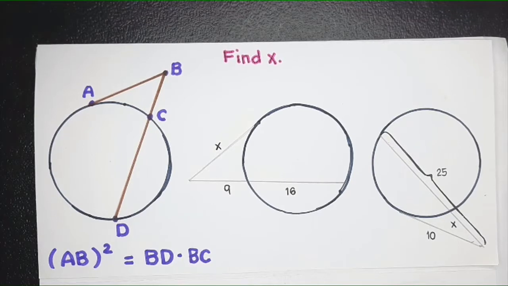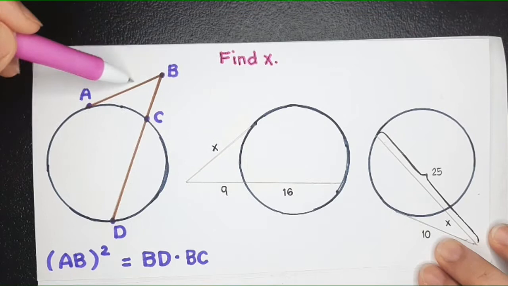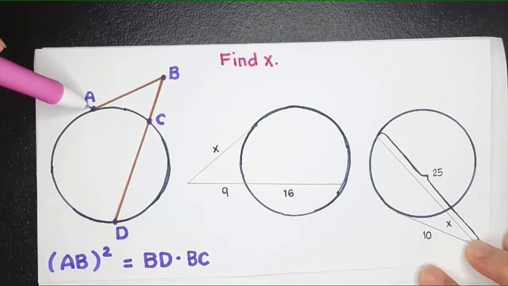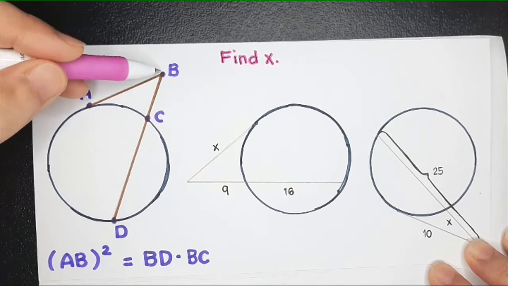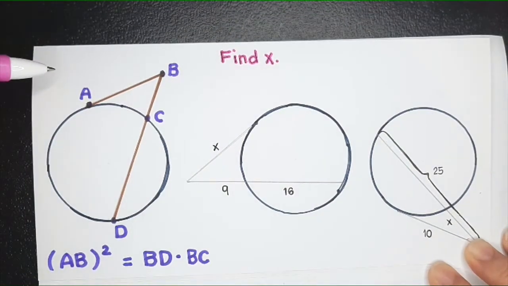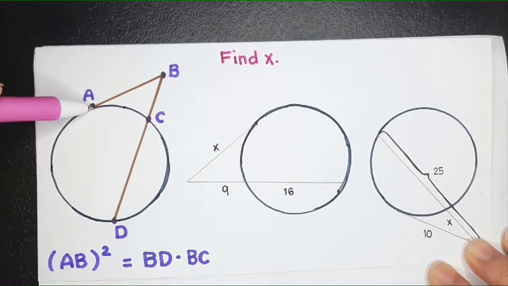Let's have this second set of examples. So, here, we don't have two intersecting chords. What do we have now? We have a tangent segment. You recall the definition of a tangent segment? It's a line segment that touches the circle at exactly 1 point.